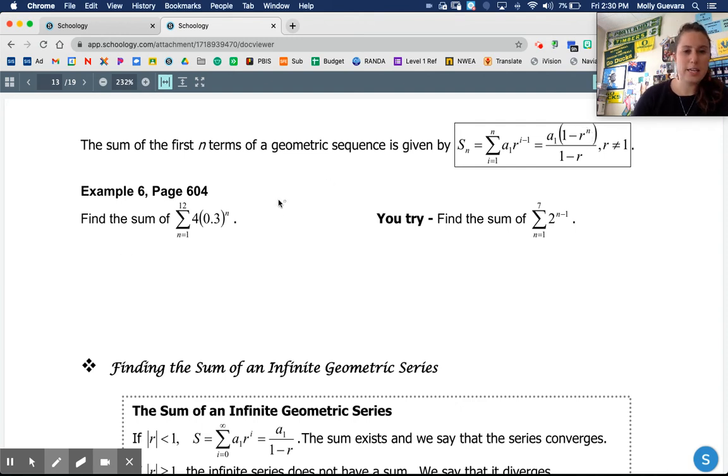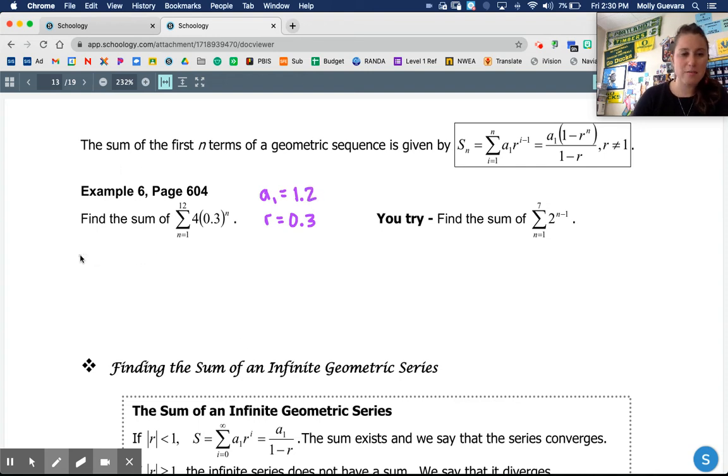So let's look here. I need to know my first term, and I need to know my R. Well, my R is easy to see. It's right there in the parentheses. And my first term is if I plug in 1, right? So see right here, n is 1. That is my first term. If this was 7, my first term would be plugging in 7. This was 5, my first term would be plugging in 5. But this is 1, so my first term is plugging in 1. So 0.3 to the 1 is 0.3, times 4 is 1.2.